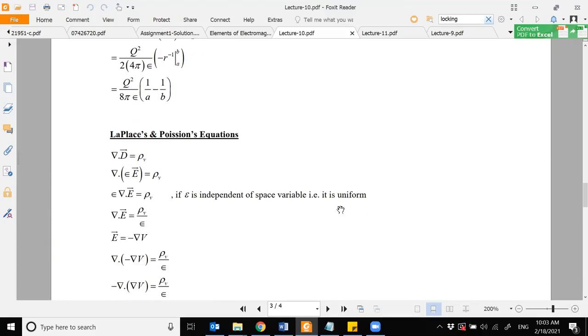In today's class, we will spend time on looking at the Laplace and Poisson's equations. We will look at these equations, and we will do a simple derivation to get the Poisson's and the Laplace equation. And then we will see how these equations can be used to solve for potentials in two-conductor capacitors.